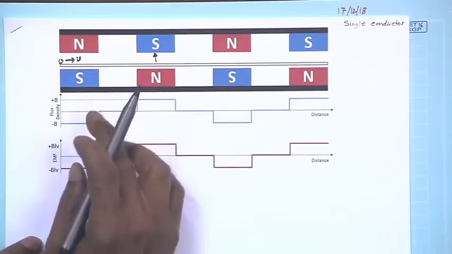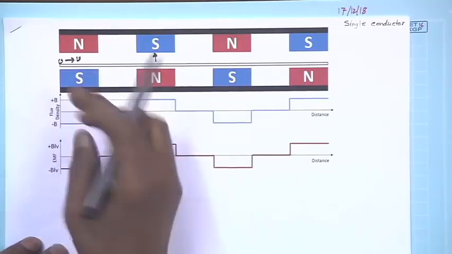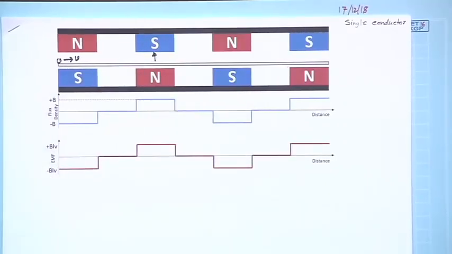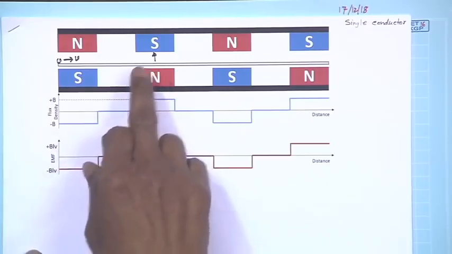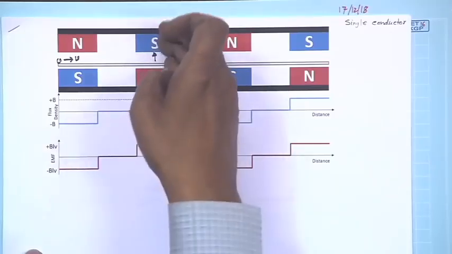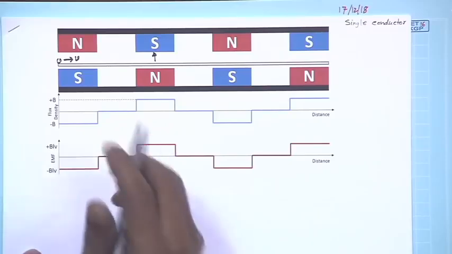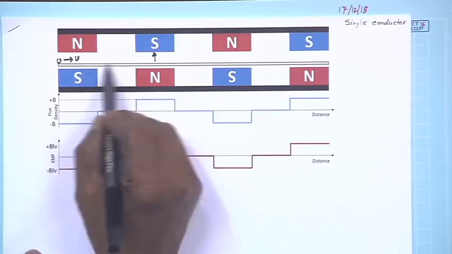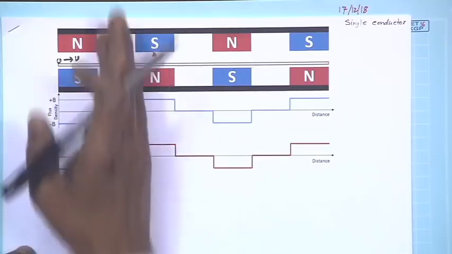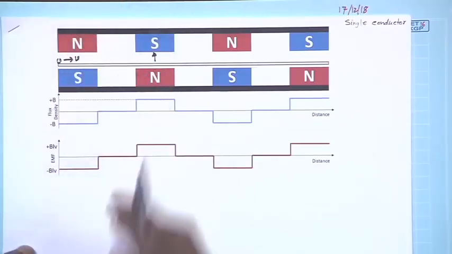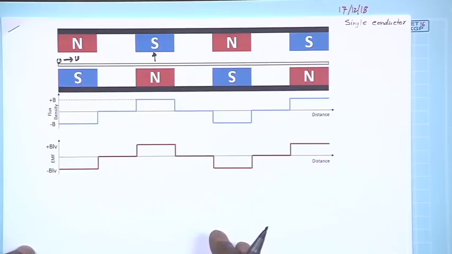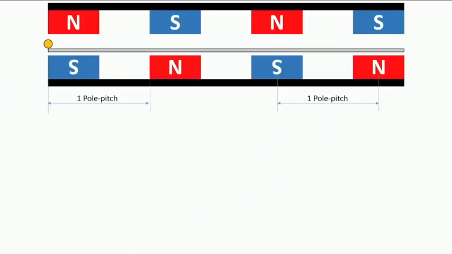If it starts moving, then voltage will appear, and the polarity of the voltage will change as it goes under a south pole, looking from the top, from a north pole environment. In between, in this zone, since no flux density exists, the voltage induced will be 0. So, let us now go to the computer for a demonstration.